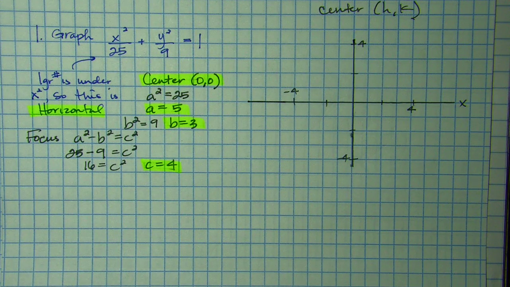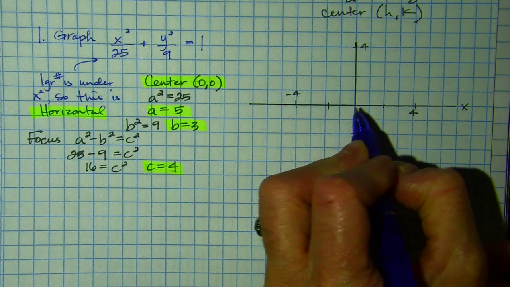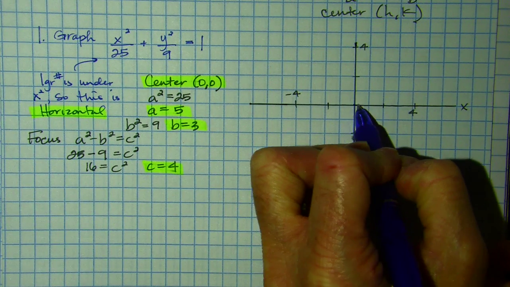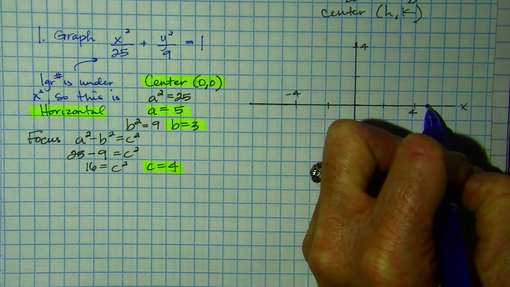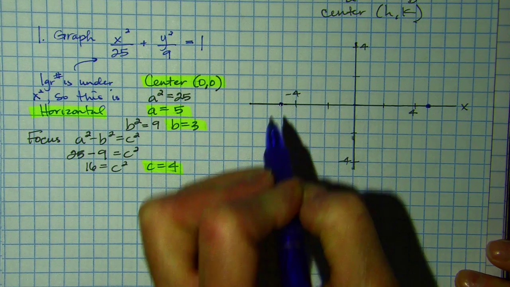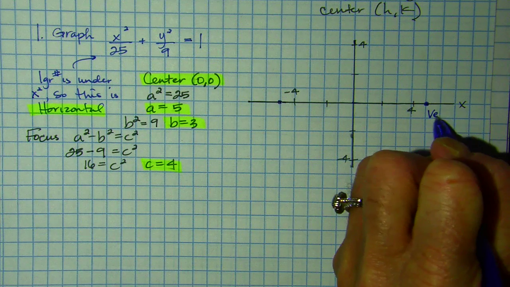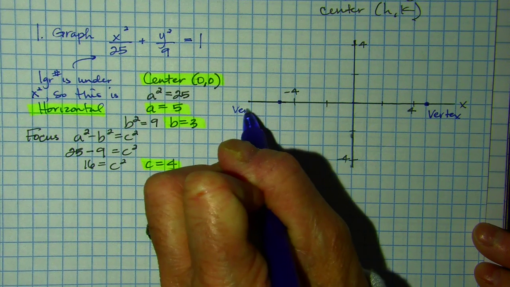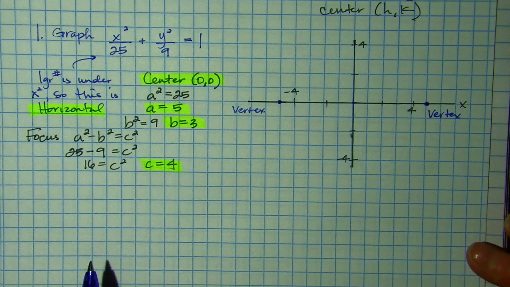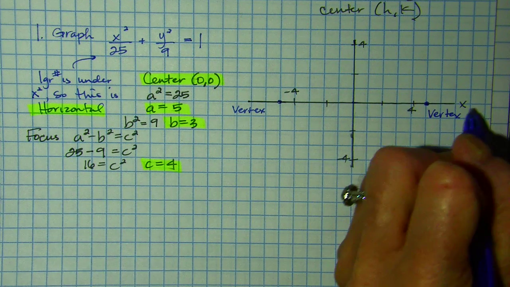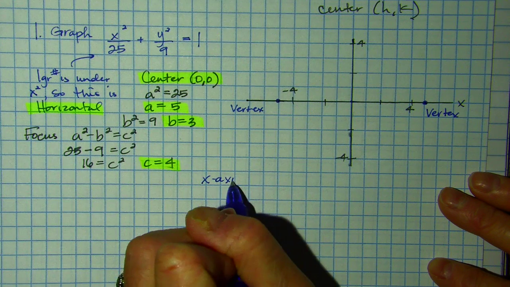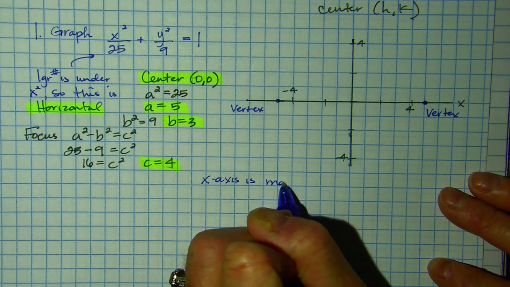All right, so let's start. Our center is at 0, 0. So I'm going to put my pen at 0, 0. Now A is 5, so from my center I'm going to go to the right 5, and I'm going to go to the left 5. And those would be called our vertexes. Just going over all the pieces as I graph it. It also means that x is my major axis because it's horizontal.